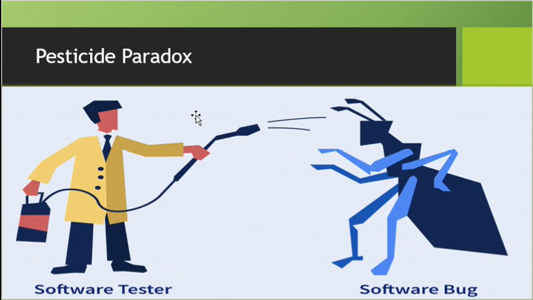As I said, it does not mean that repeating testing on the same set of test cases will allow them to find new defects. In order to overcome this, we have to keep on updating the test cases. At least after 2 or 3 releases, we have to update the test cases to find more defects.